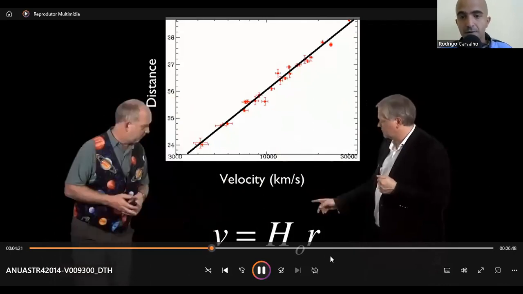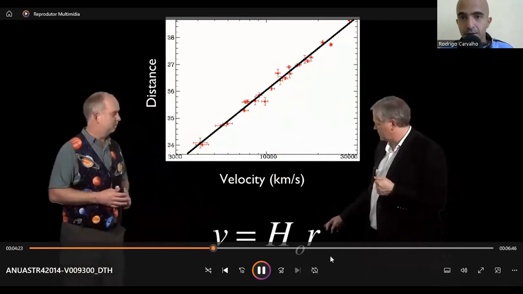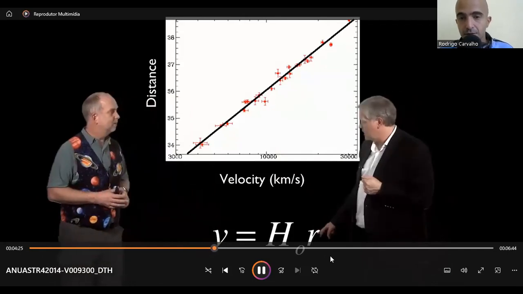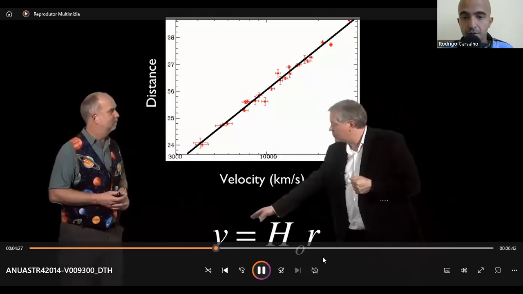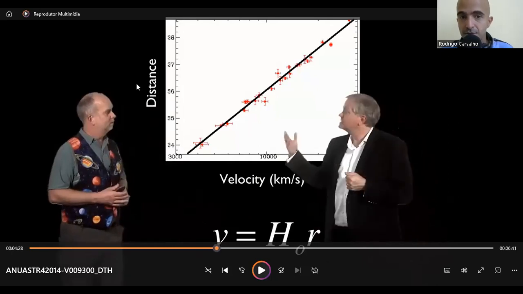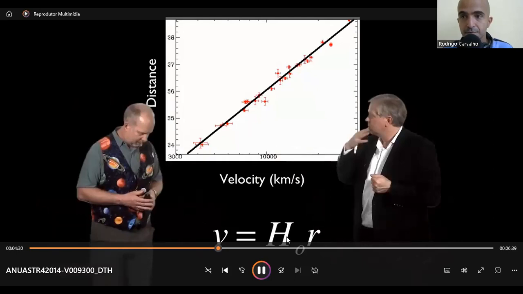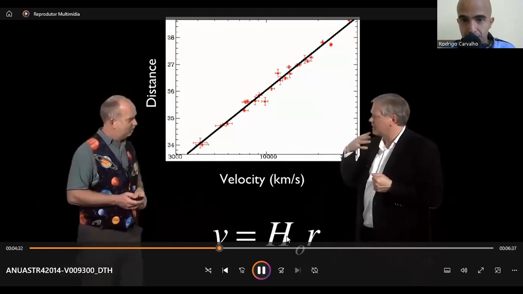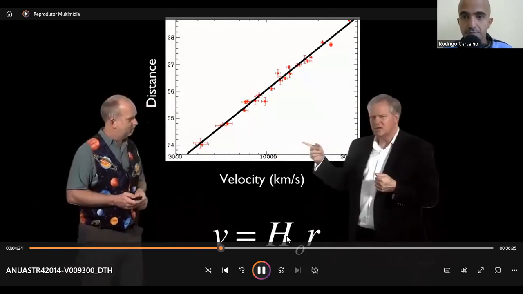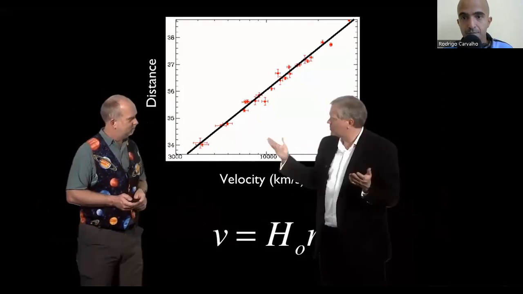So 70 kilometers per second per megaparsec means if I'm a megaparsec away, I expect to be moving with a velocity of 70 kilometers per second, away from us. Yes, away from us. Now, everything is moving away from us. This is something that Edwin Hubble discovered in 1929. Everything's moving away from us.